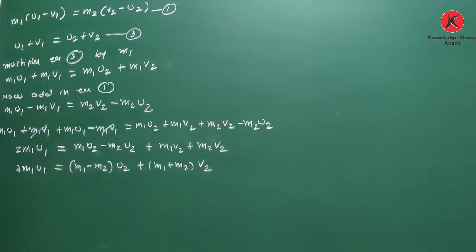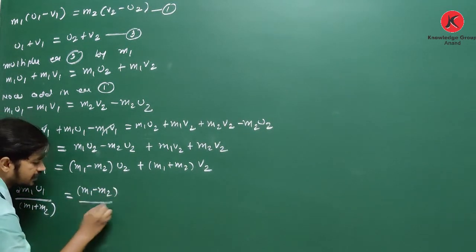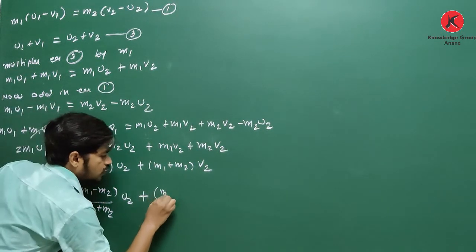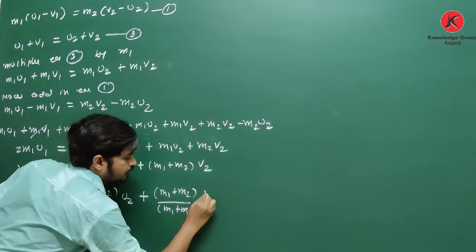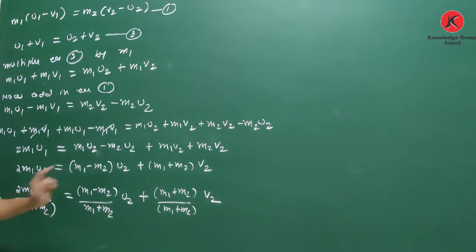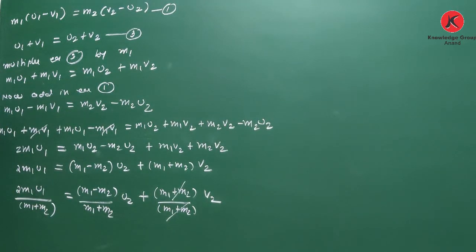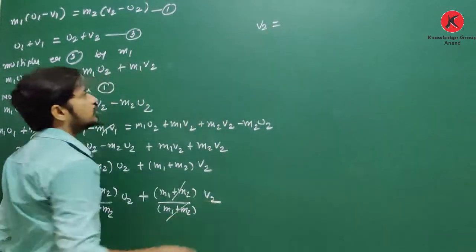Let's see, if I divide this equation by M1 plus M2, 2 M1 U1 divided by M1 plus M2 is equal to (M1 minus M2) divided by (M1 plus M2) U2 plus (M1 plus M2) divided by (M1 plus M2) V2. Clear about this? Divide this whole equation by M1 plus M2. So this M1 plus M2 and this M1 plus M2 cancel out. Now if you make V2 the subject, then this term we have to take to this side. So V2 is equal to what we will get?